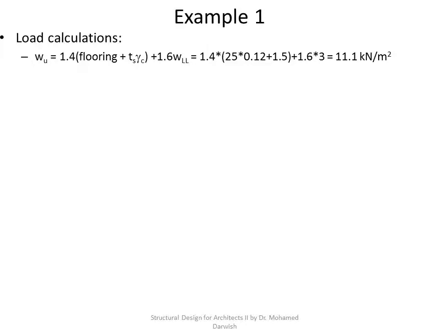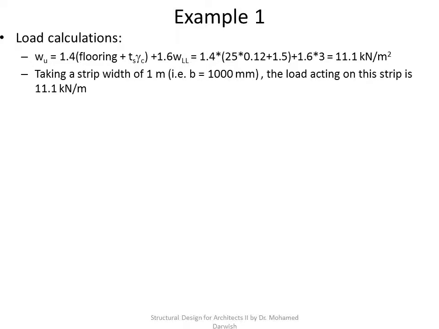So if we go and calculate the ultimate load, 1.4 times dead plus 1.6 times live, we reach 11.1 kilonewton per meter square. Taking a strip width of 1 meter, the load acting on this strip is 11.1 kilonewton per meter.